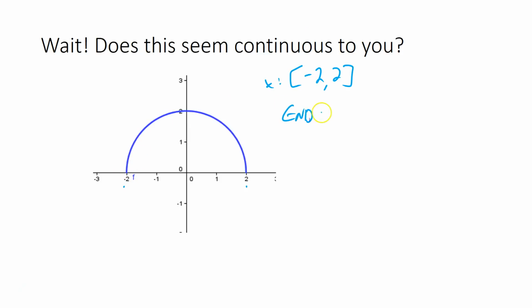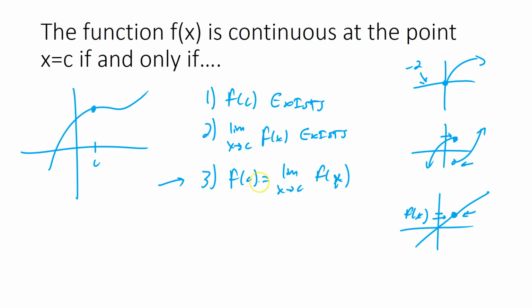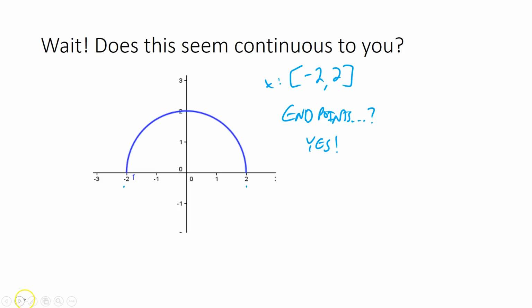Endpoints are kind of an interesting thing. Can you have continuity at an endpoint? And the answer is yes, you can have continuity at an endpoint. What you do is, instead of using the limit, that last piece just becomes: if the limit from the left side or the right side is equal to the function value, then you're going to be okay.